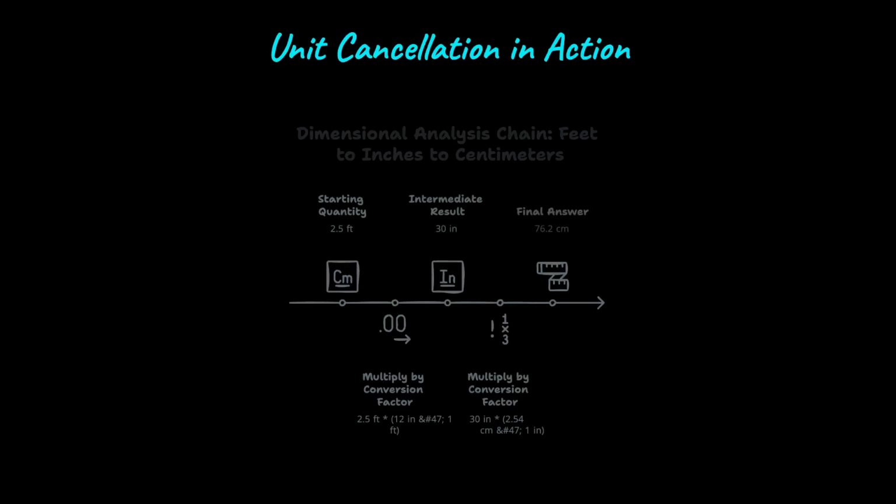Here, the unit foot in the original quantity cancels against the foot in the denominator of the first conversion factor, leaving inches. A second factor then cancels inches, yielding centimeters. Each step is a simple multiplication. The cancellation of units confirms the setup is correct.